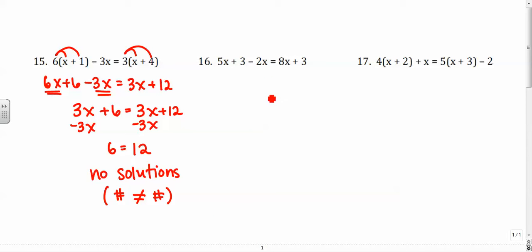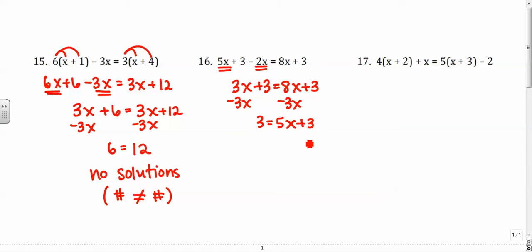Okay, so 16, again, variables on both sides, but I still have some like terms to put together. So 5x minus 2x makes 3x. So 3x plus 3 equals 8x plus 3. I'm going to move my variables, so I'm subtracting 3x's from both sides. So that leaves me 3 equals 5x plus 3. Then subtract my numbers, my constants.